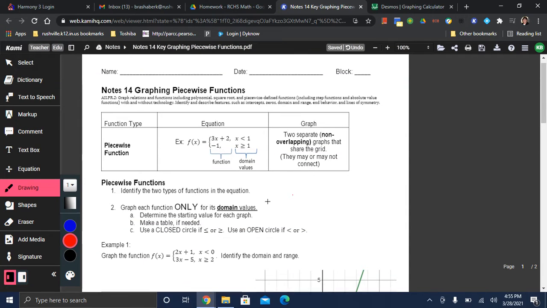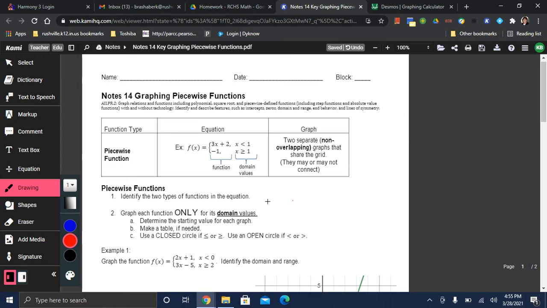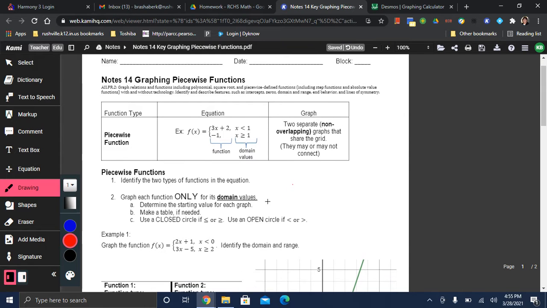Hello, students. Today we'll be working on Notes 14. We're going to be graphing piecewise functions.